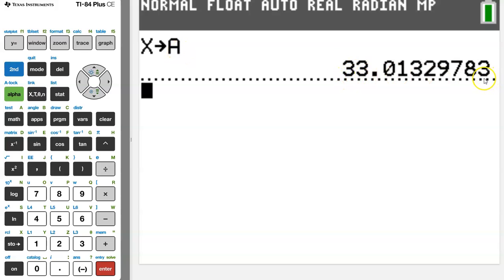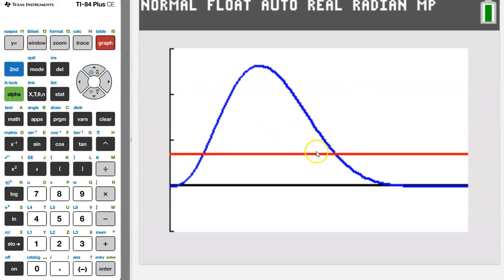decimals. To be clear, if you don't use this shortcut, if you need this number again later, you're not allowed to just type in 33.013. You have to use all the decimals that you see here. Let's go back to that graph, and find the second point of intersection.